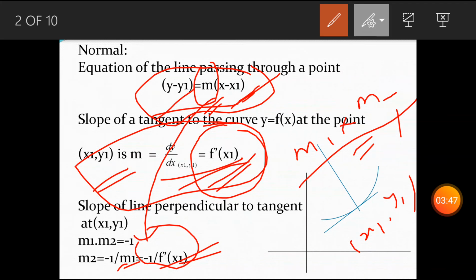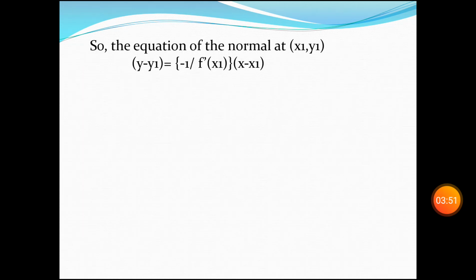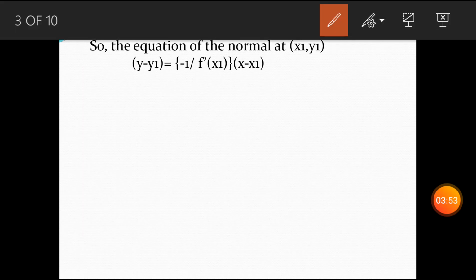So this is the geometry, and now finally, the equation will be, you can see here, y minus y1, and in place of m, that is -1 upon f'(x1), into (x minus x1).